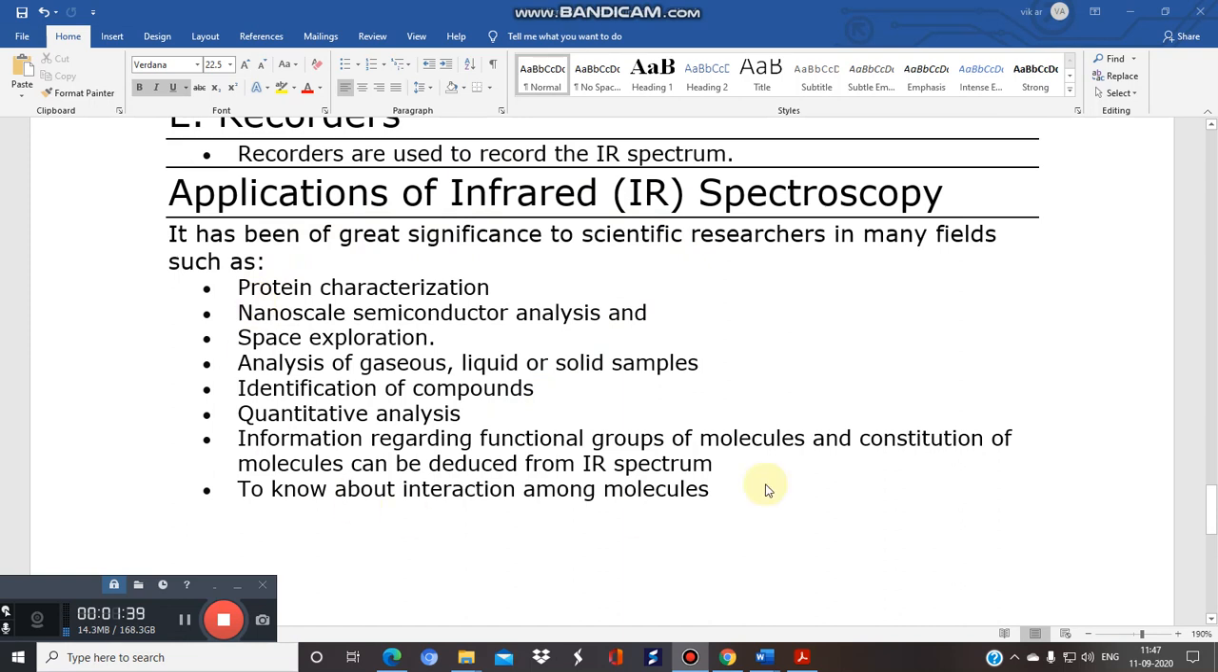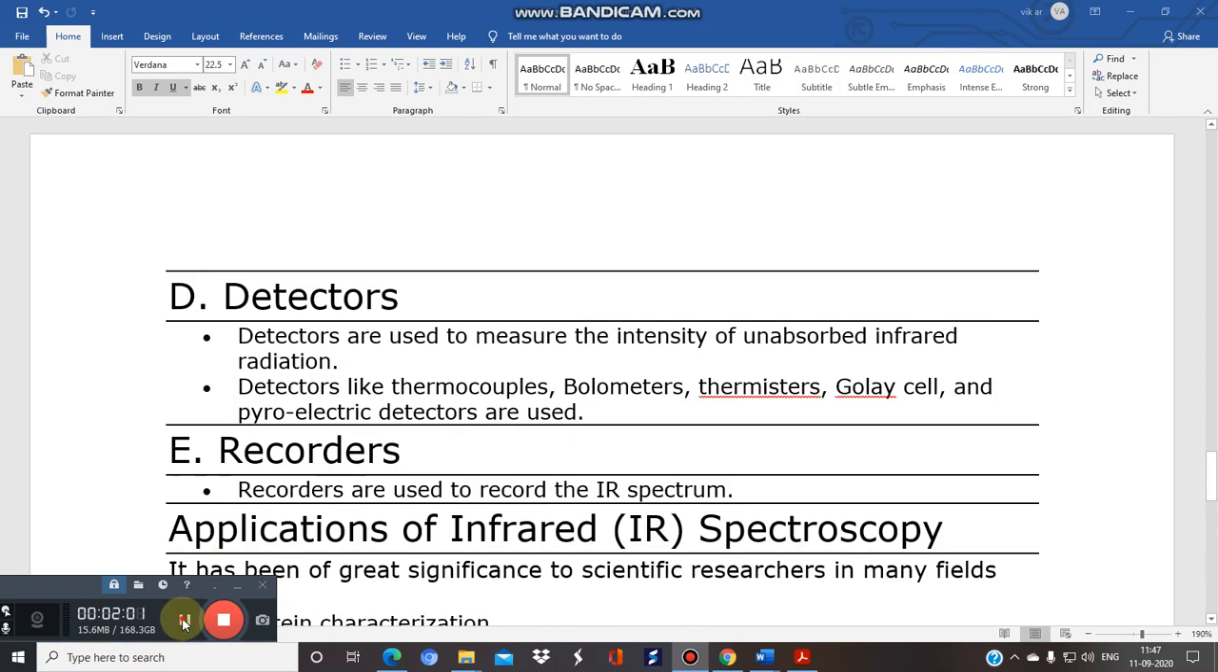Then this is the most important component. There are different types of applications, that is protein characterization, analysis of gaseous, liquid and solid substances, identification, quantification of the molecules, qualitative analysis, then the determination of the functional group, okay. Then to know about the interaction among the molecules, which type of interactions they contain. These are all very important applications of IR spectroscopy.